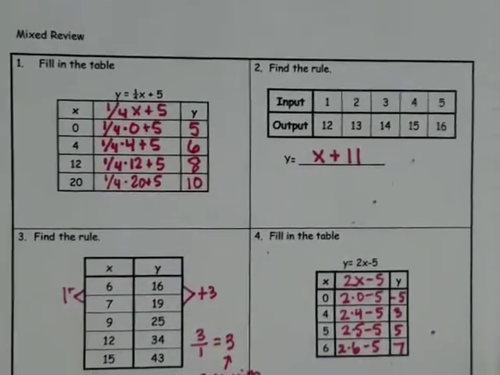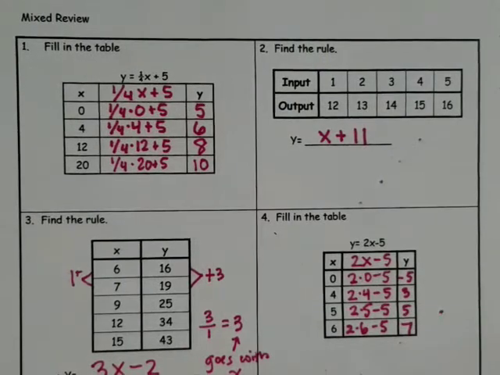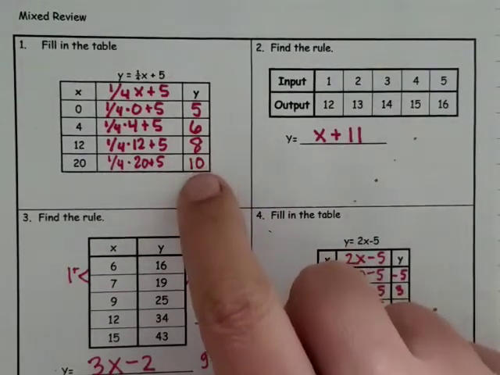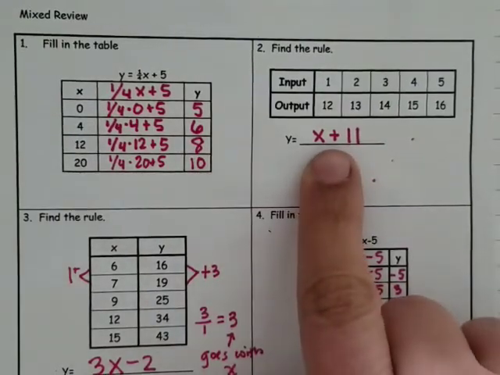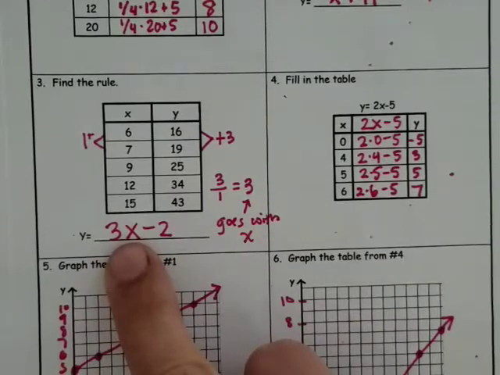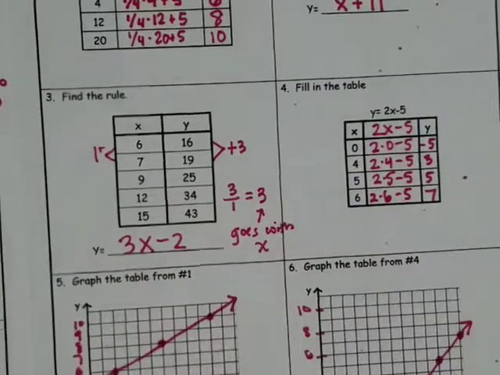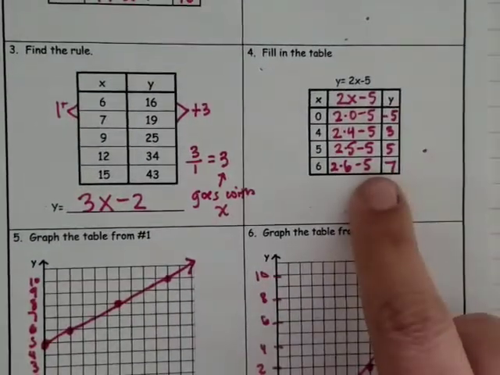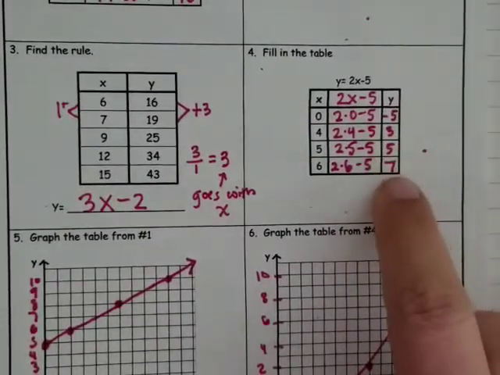Then on the right side, here are the answers. So here you got the numbers 5, 6, 8, and 10. Number 2, you got x plus 11. Number 3, I got 3x minus 2, which that one looks identical to this one. So I apologize for making that twice. This one, I got -5, 3, 5, and 7.